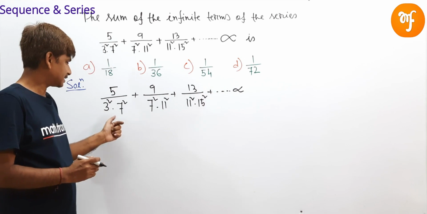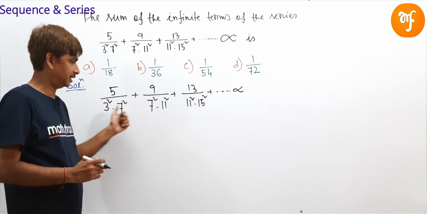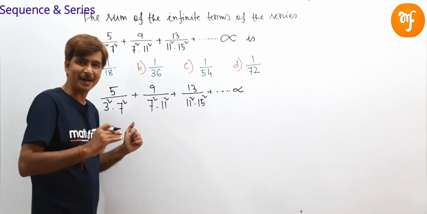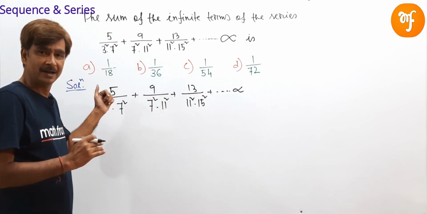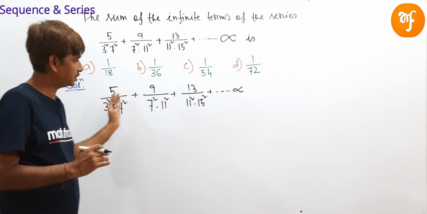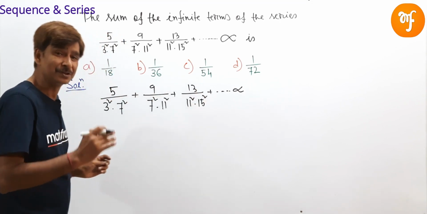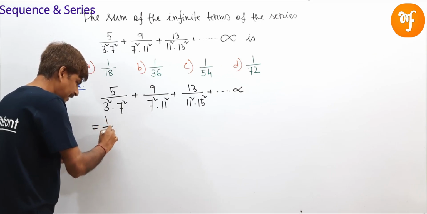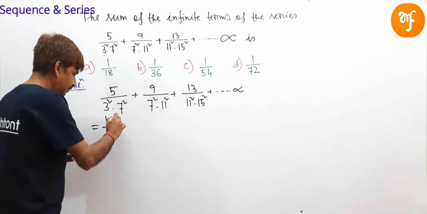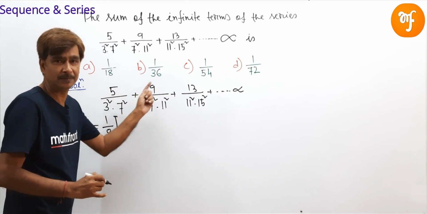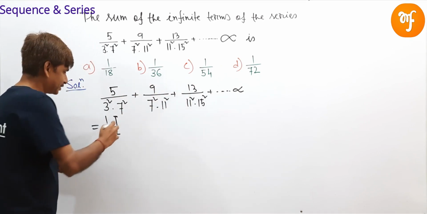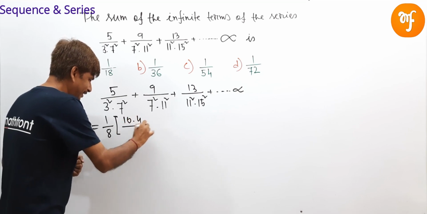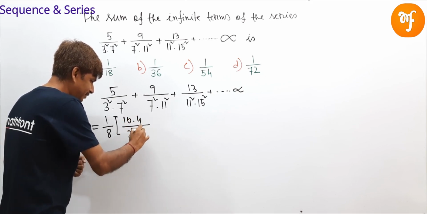Again, as the difference of 7 and 3, or 11 and 7, or 15 and 11 is 4, we must multiply by 4 and divide by 4 with each of these terms. So what is the result finally? We must divide and multiply by 8 with each of these terms. So this becomes 10 into 4 divided by 3 square into 7 square.